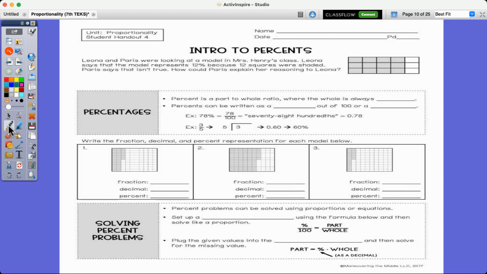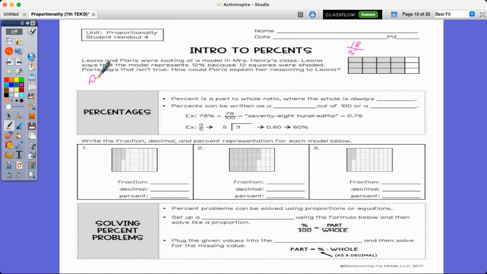Well, part of this is how many squares are there total? Well, there's 15, right? So we have 12 out of 15 squares total. The only way that it could be 12% is if we had 100 squares, and we do not.